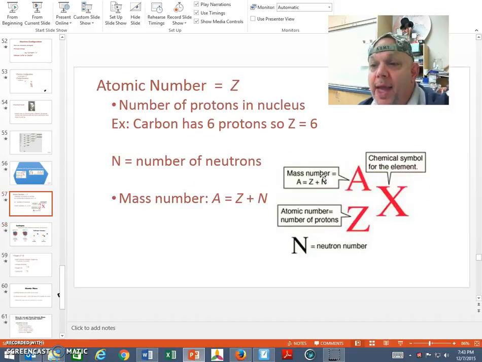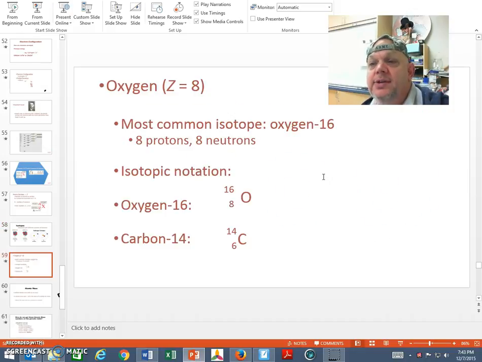Okay? Go back for a moment. Notice that the Z is the number of protons, your atomic number. That's going to be on the bottom left-hand side. The A is the mass number, so your mass number should always be greater than your atomic number. Why? Because you have protons and neutrons added together. And the X represents a chemical element, a symbol, if you will. For example, O for oxygen, C for carbon, and so on and so forth. And that's the idea behind isotopes.